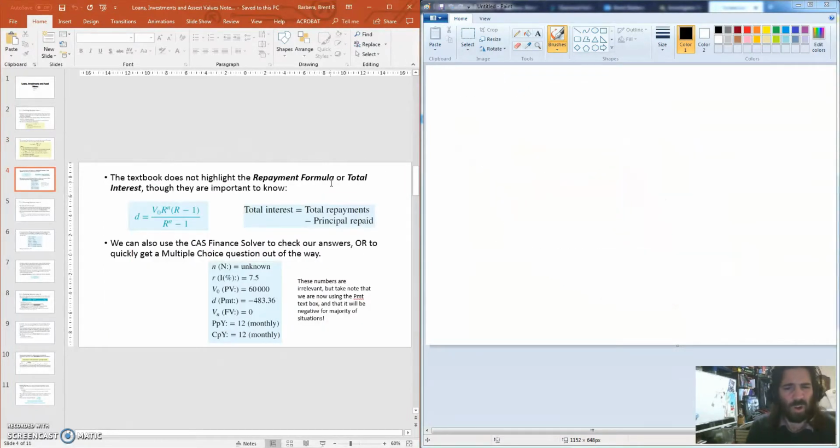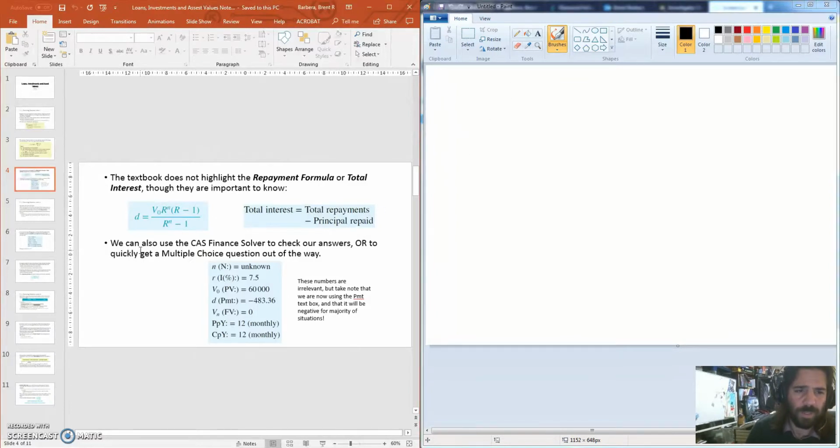And what your book doesn't do, which is pretty stupid to be fair, is it doesn't really highlight what your repayment formula is. So that's just how we work out the D value itself, which is here, and what your total interest is, which is this formula here. So the total interest is going to be the amount of repayments you have made, subtracting that away from your principal. So we're just trying to find out how much interest was actually earned.